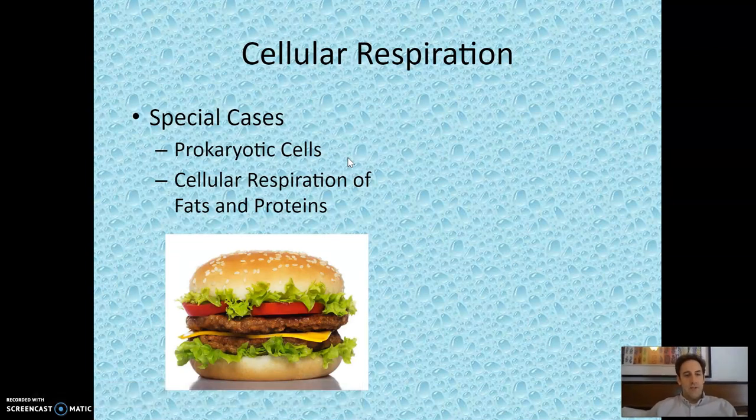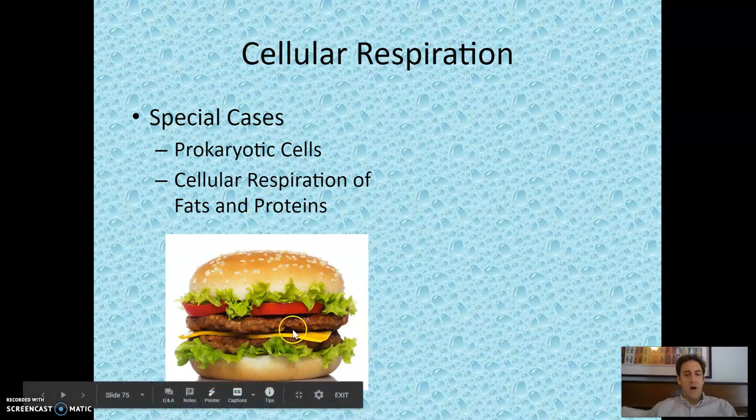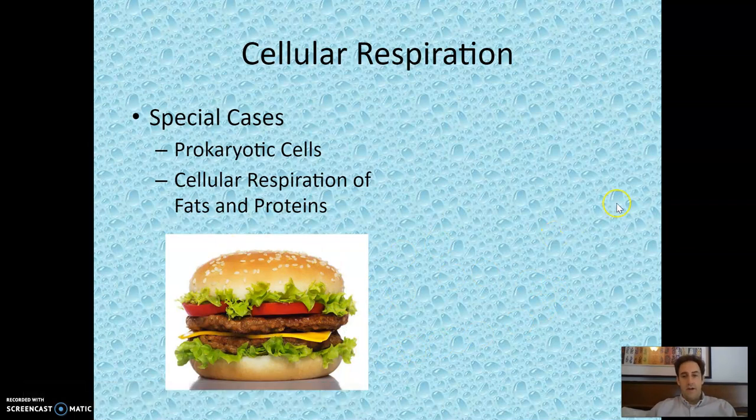The other thing I want to mention is, what about other foods? We've been focused exclusively on glucose, but I think you know that you can also use fats for energy. You can even use proteins for energy. So if you eat a big old, what is that? Is that a Whopper? I don't know. It looks good, whatever it is. There's going to be fats and proteins in there as well.